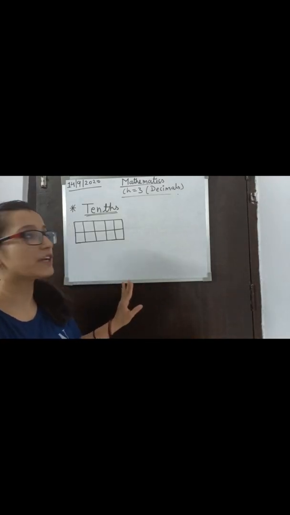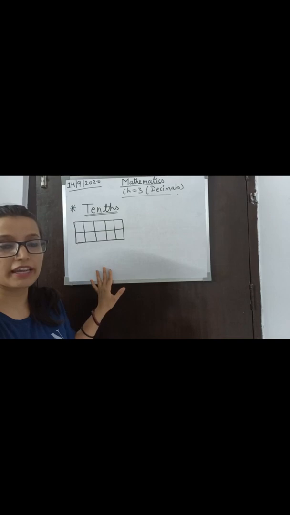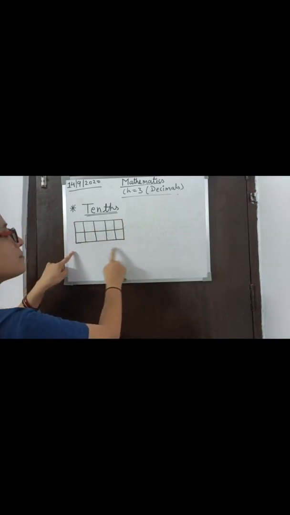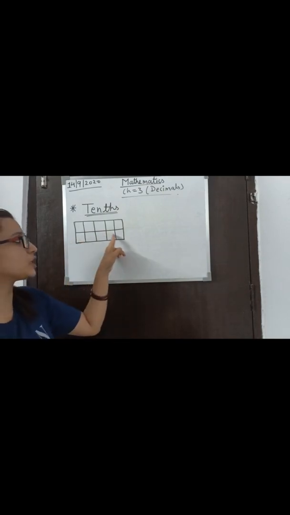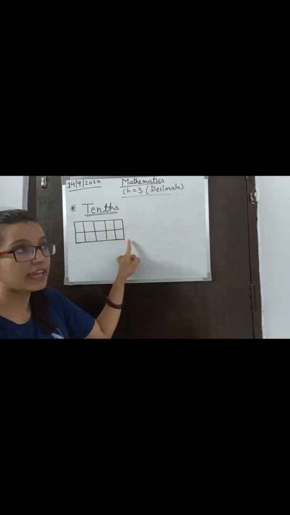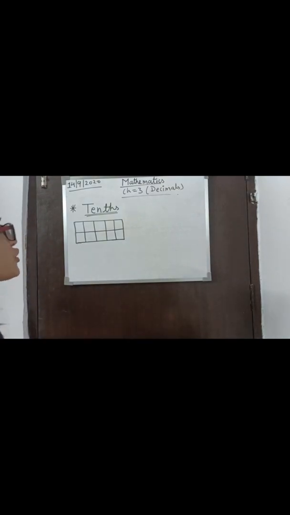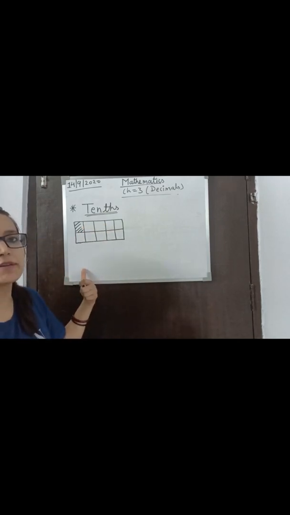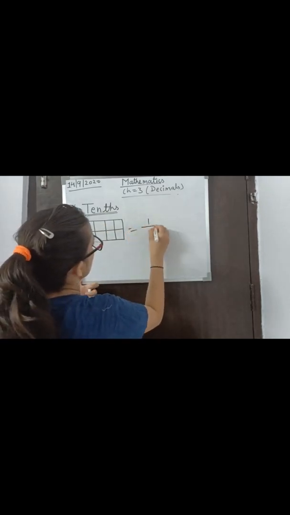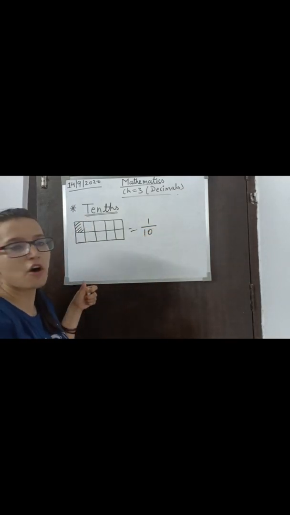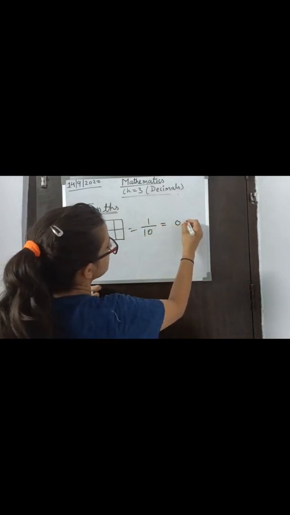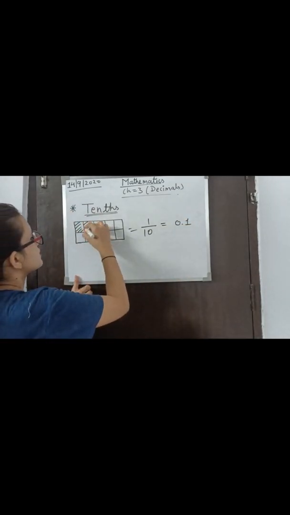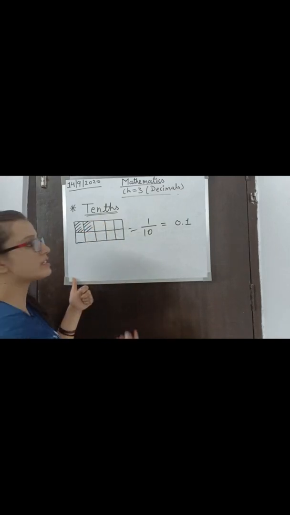First, we will learn what is the meaning of tens. For this we are taking one example. Now, I have one box which is divided into 10 equal parts. Out of these 10 parts, if I shade one part, what is the fraction of the shaded part? It must be equal to 1/10, or in decimal form we can write 0.1. Correct?